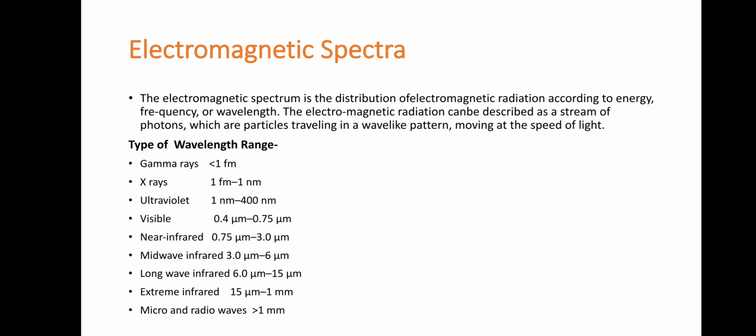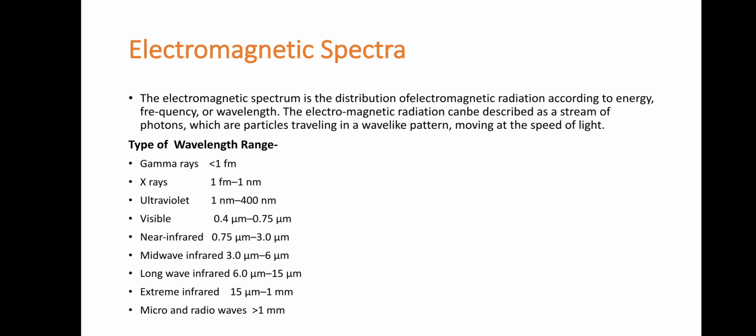Now we are discussing the electromagnetic spectrum. The electromagnetic spectrum is the distribution of electromagnetic radiation according to energy, frequency or wavelength. The electromagnetic radiation can be described as a stream of photons, which are particles traveling in a wave-like pattern, moving at the speed of light.